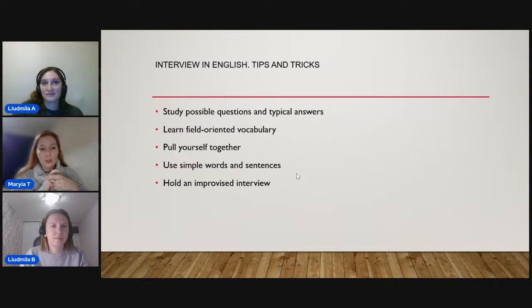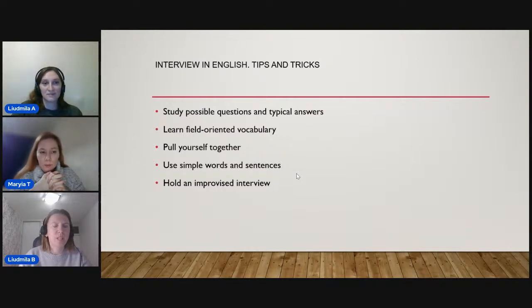Then you need to learn field-oriented vocabulary. So, in general, it's very important. If you chose functional testing, then when I'm calling you, I'm sure that you know this vocabulary.